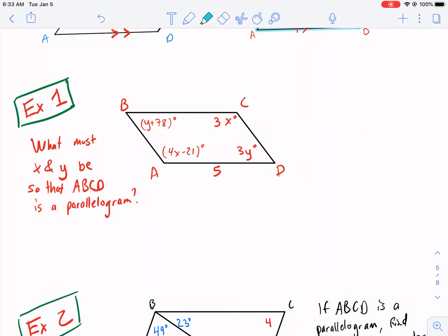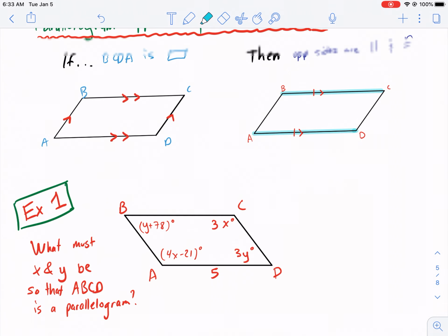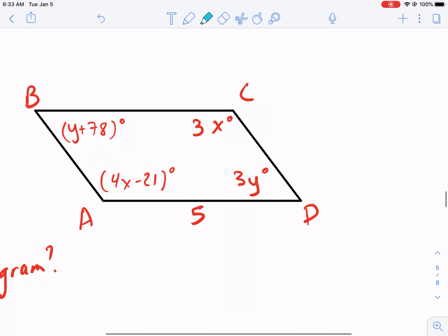What must X and Y be so that ABCD is a parallelogram? Well, we know lots of different properties. We know that opposite sides are parallel. We know that consecutive angles are supplementary. We have lots of properties that we can reference above. The most obvious choice to use would probably be the opposite angles being congruent. So we know these two angles are congruent, and we know that these two angles are congruent.